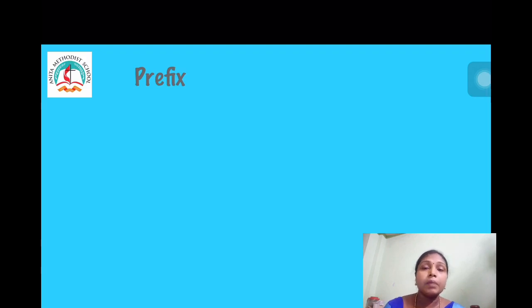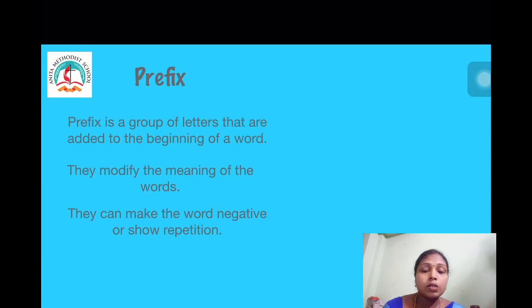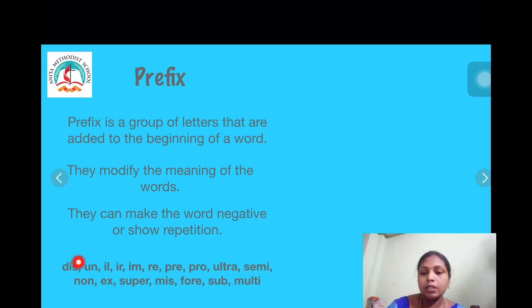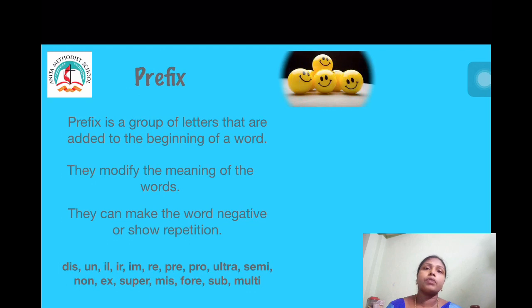Prefixes modify the meaning of the words, and they also make the word negative or show repetition. So here is a list of prefixes. Can you see on the screen? Dis, an, il, ir, im, re, pre, pro, ultra, semi, non, ex, super, miss, fo, sub, multi. So these are some prefixes. Okay, you have so many prefixes. These are the letters used before a word, so they are called prefix. Again I repeat, prefix is a group of letters that are added at the beginning of a word.